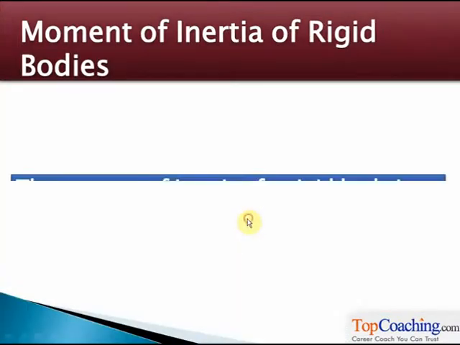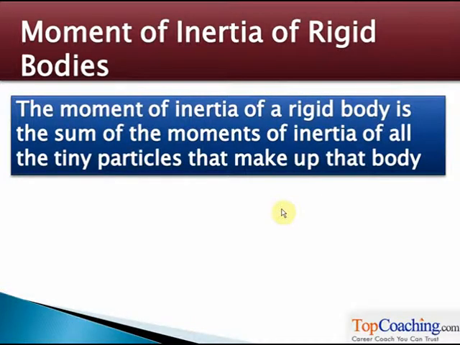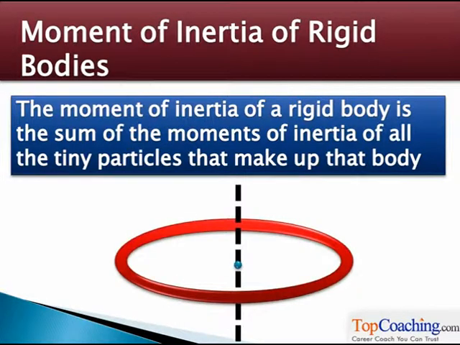Now this was about the moment of inertia of particles. But what about the moment of inertia of rigid bodies? Say the moment of inertia of a square plate or the moment of inertia of a solid sphere. If we rotate these bodies about a certain axis, what will be the resistance these bodies offer to rotation? The moment of inertia of a rigid body is basically the sum of the moments of inertia of all the tiny particles that make up that body, isn't it?